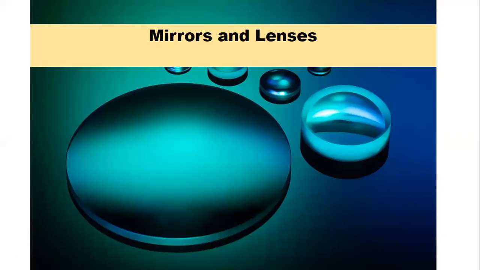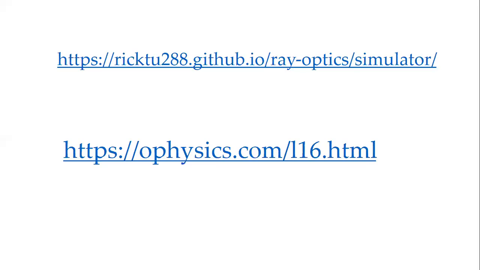This week, we'll work on mirrors and lenses. In this lab, the big idea is to learn about how light beams get bent by mirrors and lenses, and how we can apply that idea to real-life applications. We will be using two simulators in this lab, and in this video, I will show you how to use these simulators properly. Let me share my screen with you to go over the simulators.